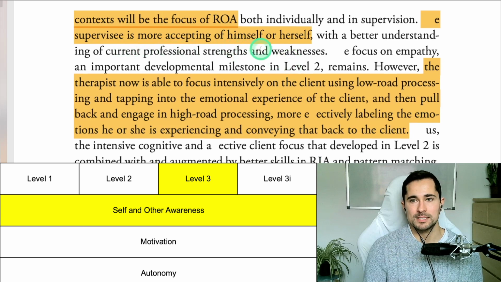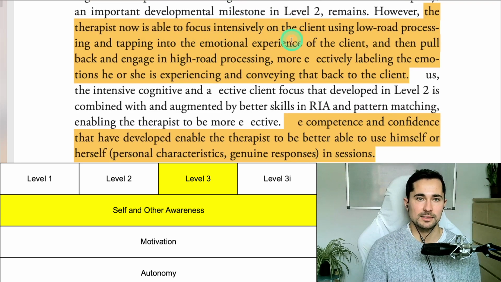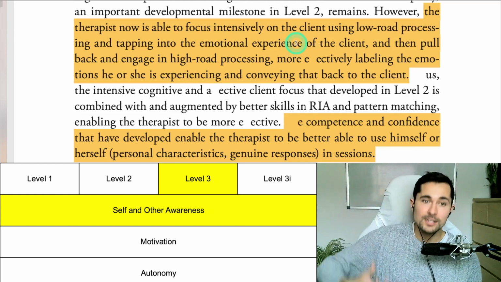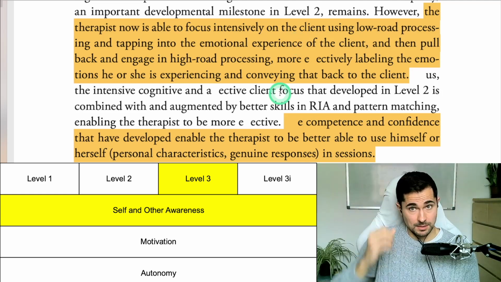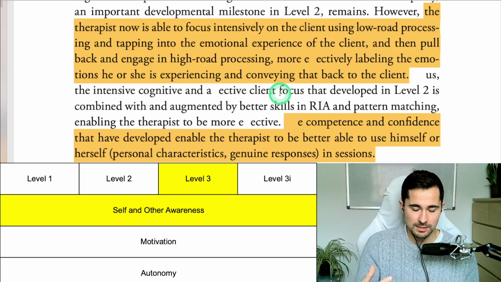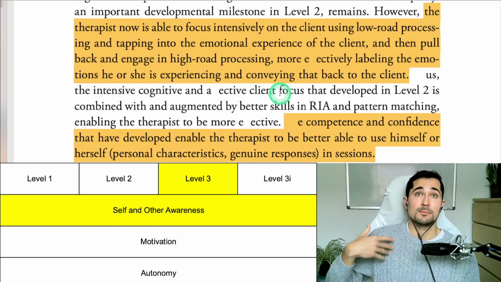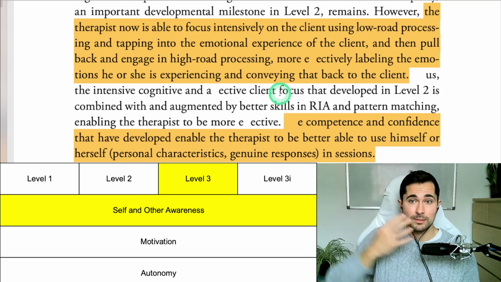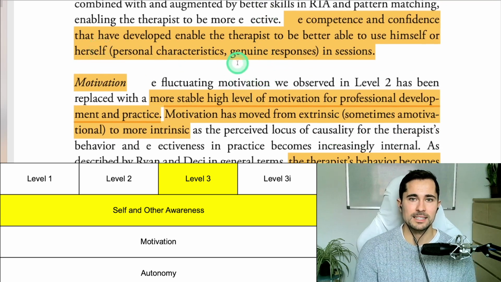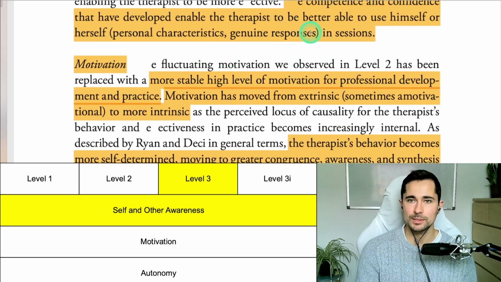The supervisee is more accepting of him or herself and now able to focus intensively on the client using low road processing and tapping into the emotional experience of the client, then pull back up and engage in high road processing, then more selectively labeling the emotions he or she is experiencing and conveying that back to the client. So I tap into your experience, I experience it myself, I'm able to name, talk about, label those experiences and give that back to you. The competence and confidence that have developed enable the therapist to be better able to use himself or herself, genuineness, congruence in sessions.